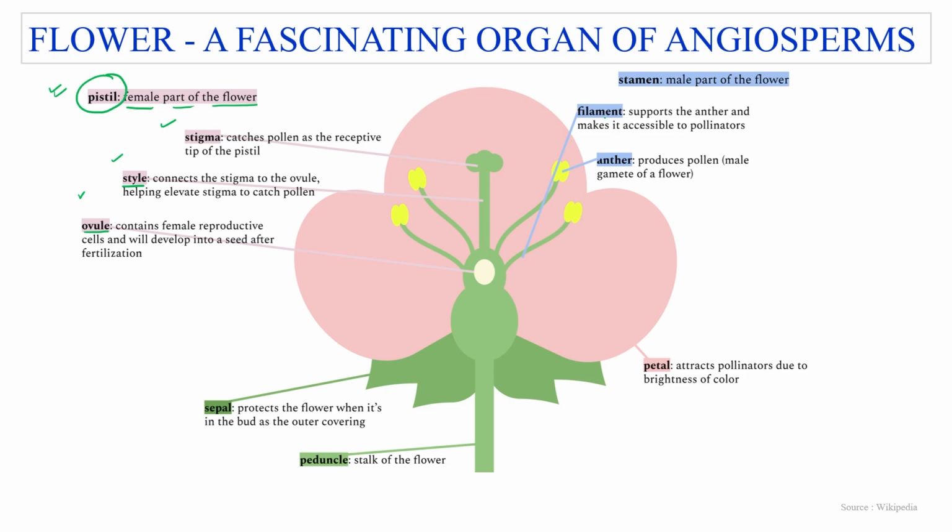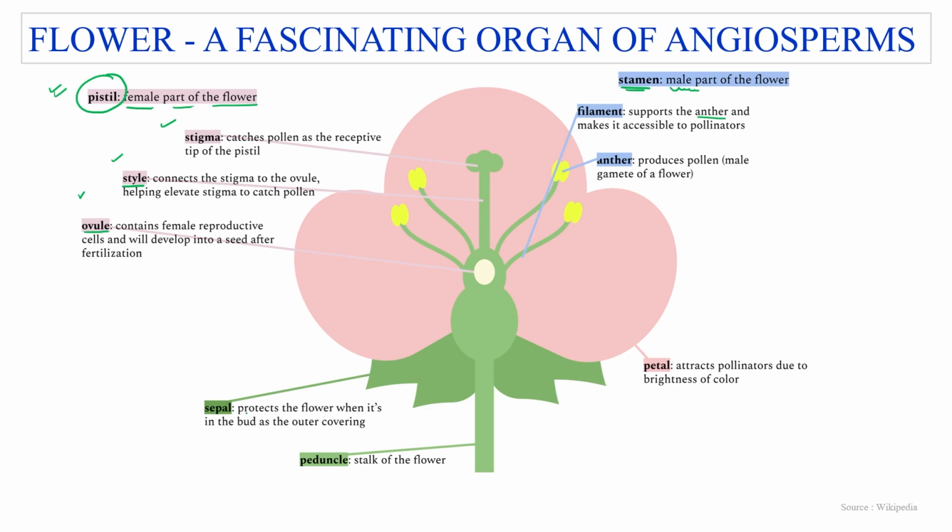And similarly, collectively we can use the term stamen for filament and anther, and stamen acts as a male part of the flower. Okay, this longitudinal cylindrical part is known as filament, which actually supports anther to make it accessible to pollination. And this double lobed structure is known as anther, which produces pollen, like the male gamete of a flower.